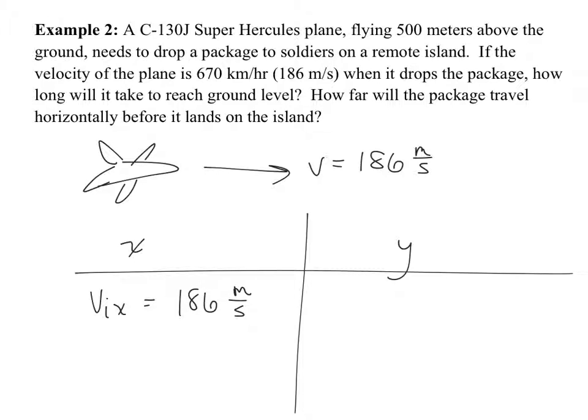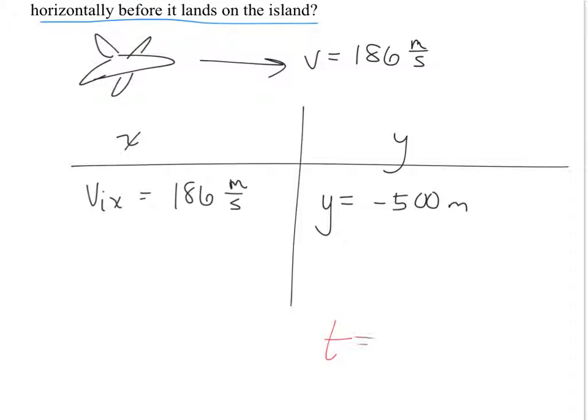Last problem, we determined Vix, but now we're given that value. How far above the ground is it? So y equals negative 500 because it's above ground and it's going to travel which way? Down. Our goal is to find what? How long it will take to reach the ground. That's time. And how far it will travel horizontally before it lands on the island. So we're going to have to figure out time, and we're going to have to figure out x. Both of those. What else do we know about this problem?